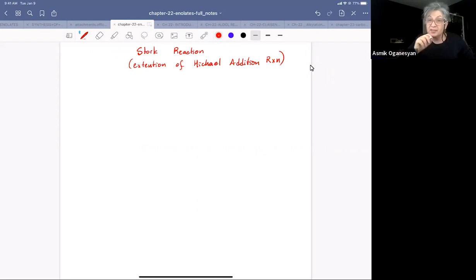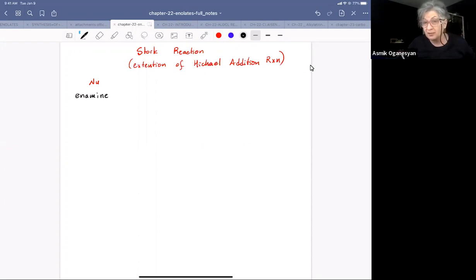Okay, guys, in this case, instead of enolate, we're going to use a different nucleophile, and the nucleophile is going to be an enamine, okay? Nucleophile, enamine. We already have learned how to make enamines.